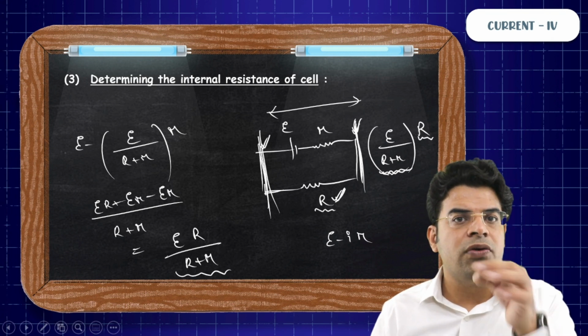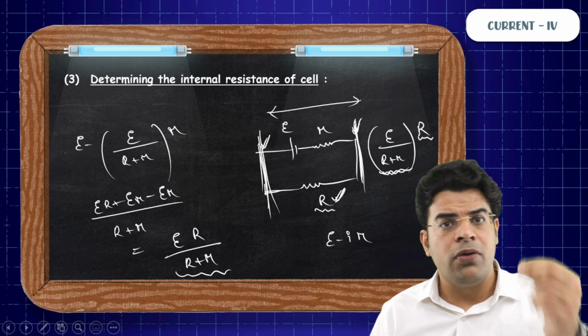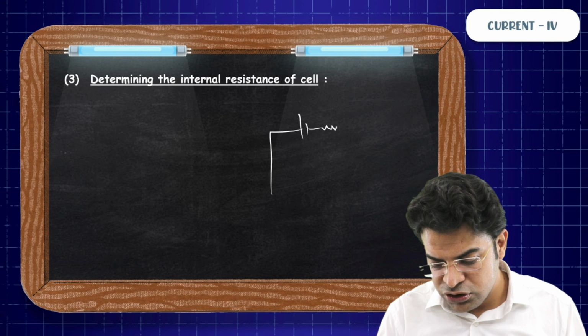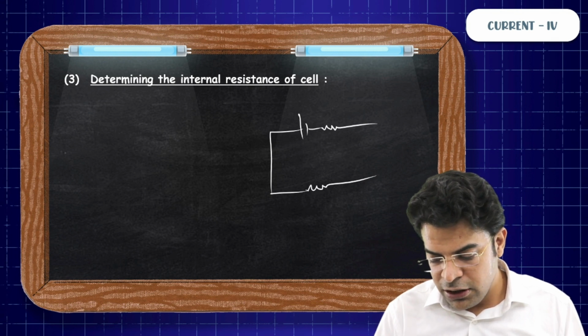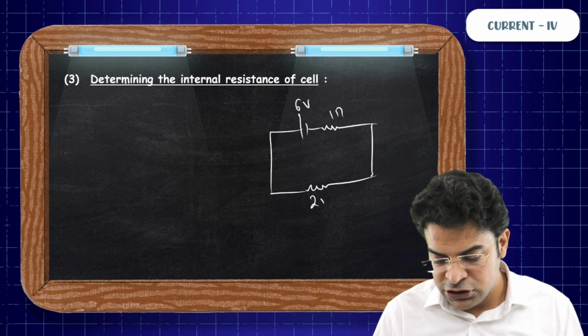So, sir, what are you trying to tell here? I'm just trying to tell you the faster way to write the potential drop across the discharging cell. So for example, if tomorrow you see this question, that here we have got a cell of, let's say, 6 volt, and this is 1 ohm and this is 2.